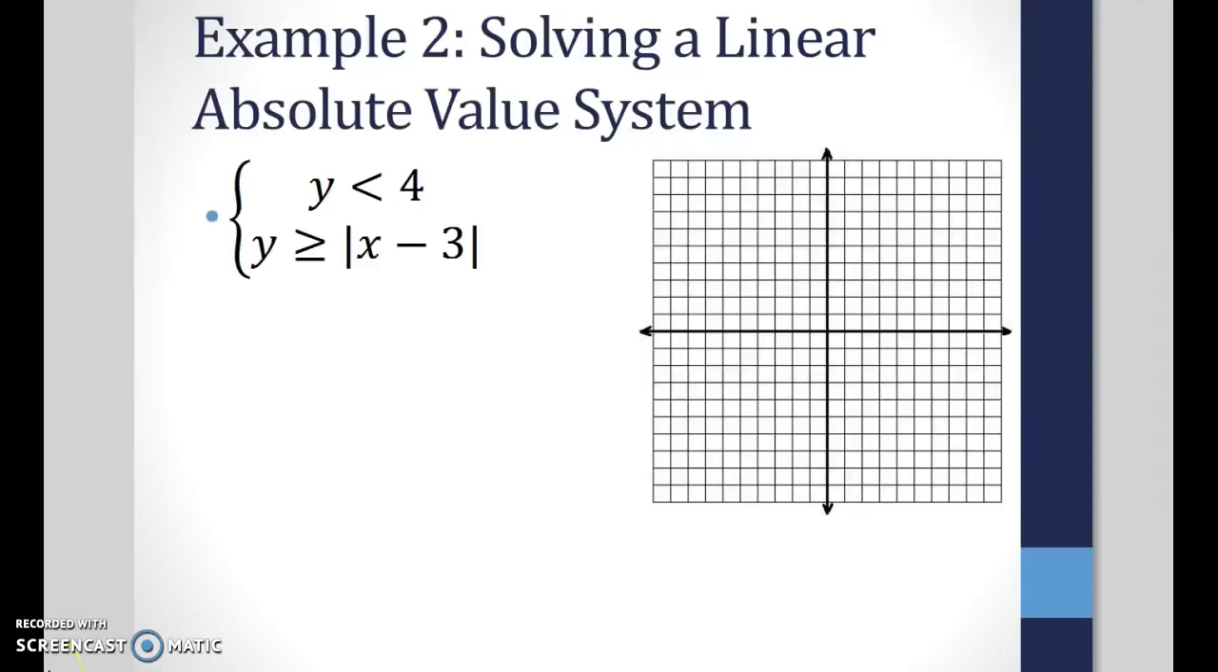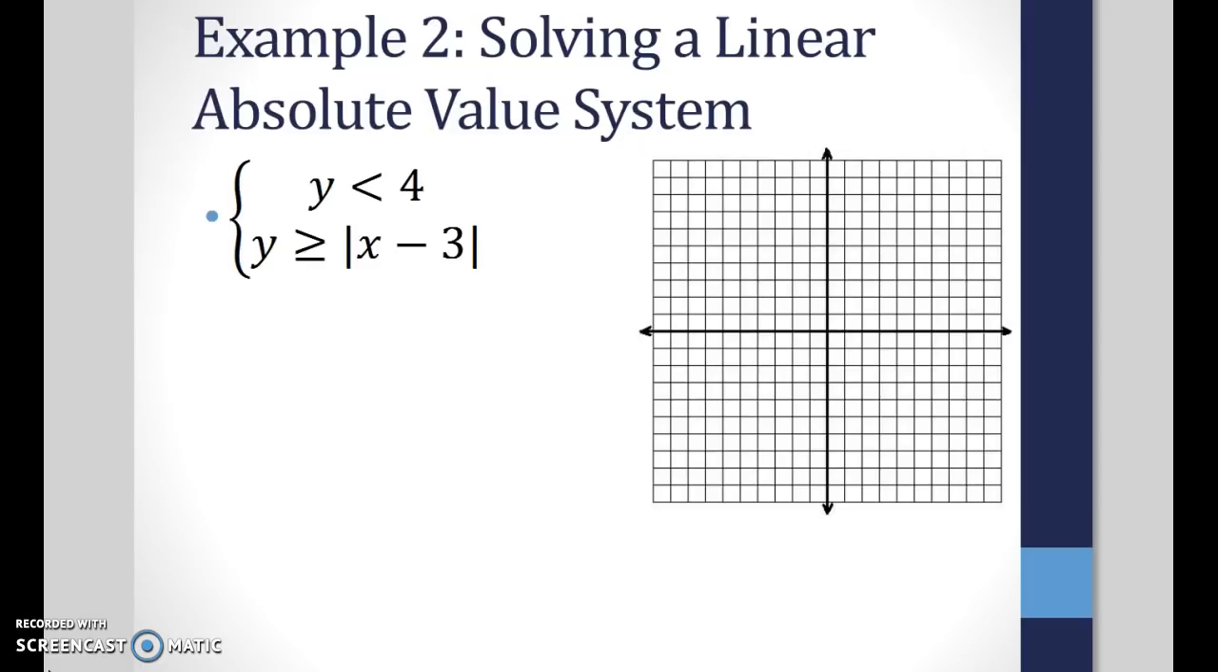All right, welcome back to part 2. So here we're graphing another system. Just know that in that second equation here, you see those absolute value bars. So that means we are graphing a V here. But we'll start with that first equation, and it's just y is less than 4.